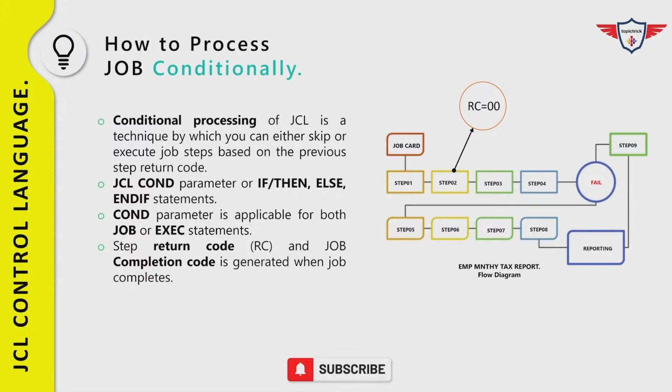A step return code is issued for every job step that is executed in a job. If the step ends normally, then the return code would be 0, and in case it fails due to some problem, then the value would be between 1 to 4095. Similarly, a job completion code is generated when a job is completed. If the job ends normally, the completion code is 0, and in case the job fails due to some reason, then the completion code consists of a 3-digit code with a prefix of S. In this case, it can also be called an abend code.